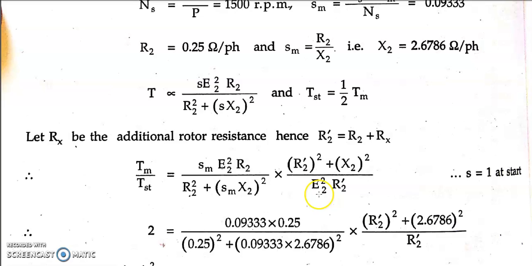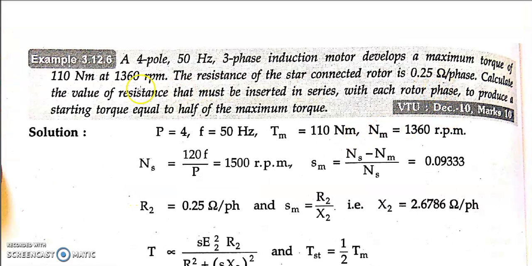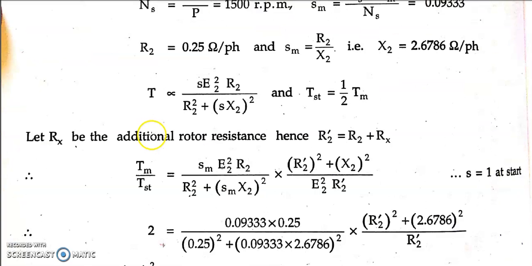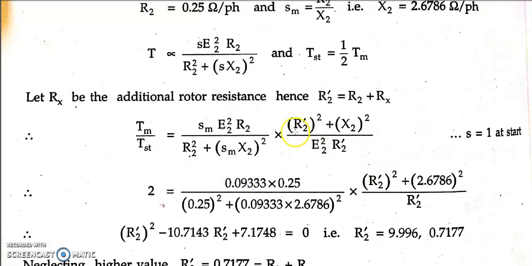If I divide one by the other, the bottom will go to the top and the numerator will come down, giving R2 dash square, because starting from the question itself it is very clear. Calculate the value of resistance that must be inserted in series with each rotor phase to produce starting torque, meaning during starting itself I'm going to add that. That's why we are taking it as T start. Okay, T start. So R2 dash, not R2.